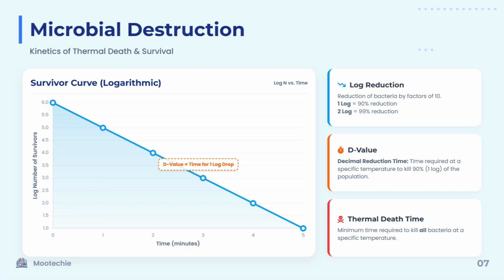D value is the time required at a specific temperature to achieve 1 log reduction. Thermal death time is the minimum time needed to kill all microorganisms at a given temperature. These parameters guide process design.